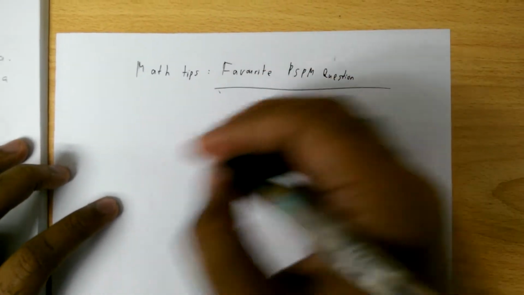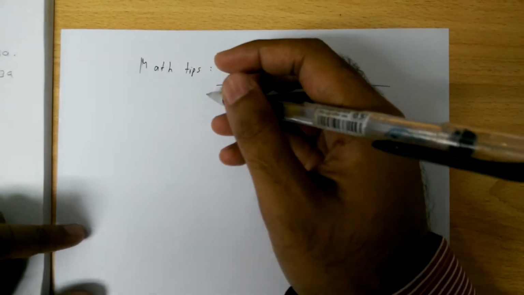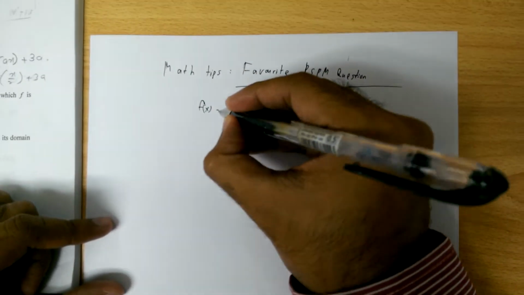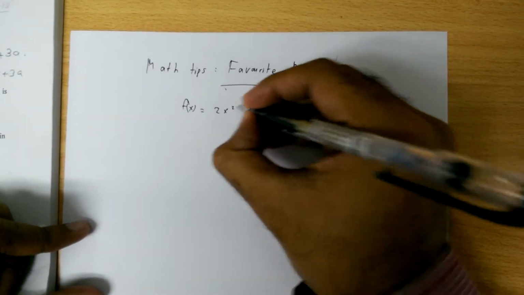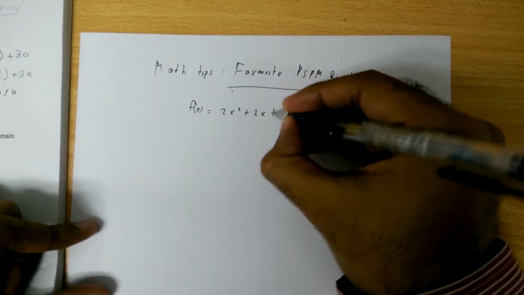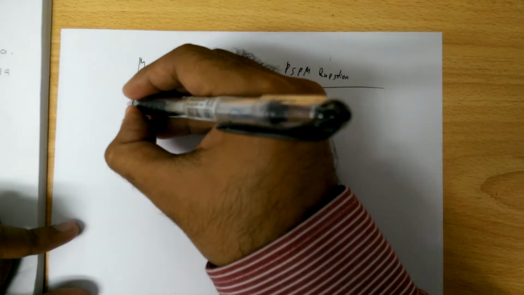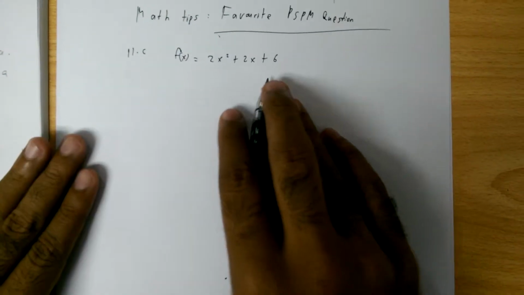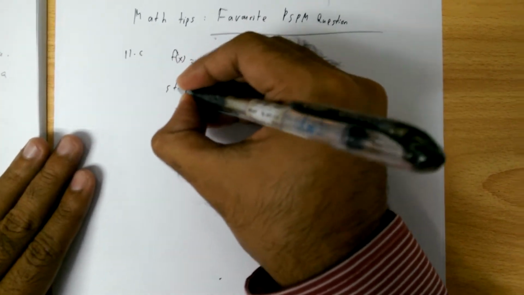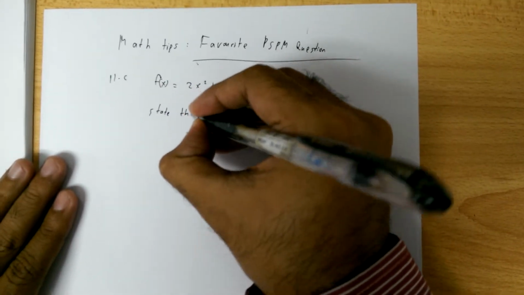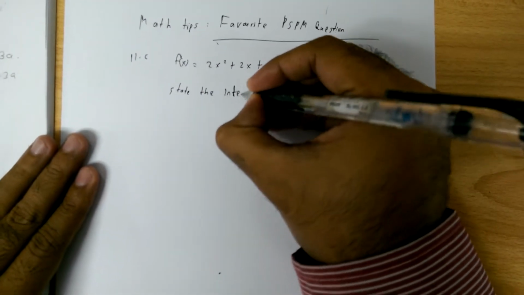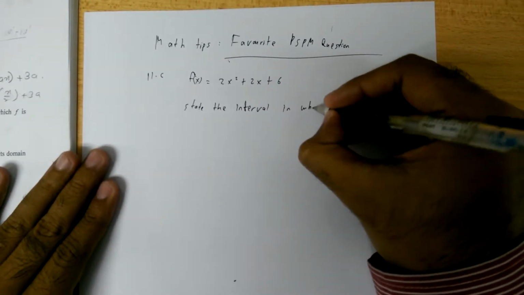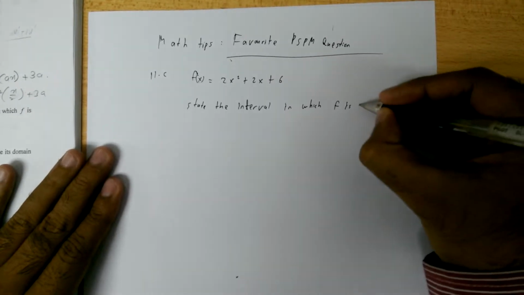Sometimes you will be asked in exams such as this. In this question we have f(x) equals 2x squared plus 2x plus 6. For those who are wondering, it's number 11C on the PSPM question. You will be asked: state the interval in which f is 1 to 1.